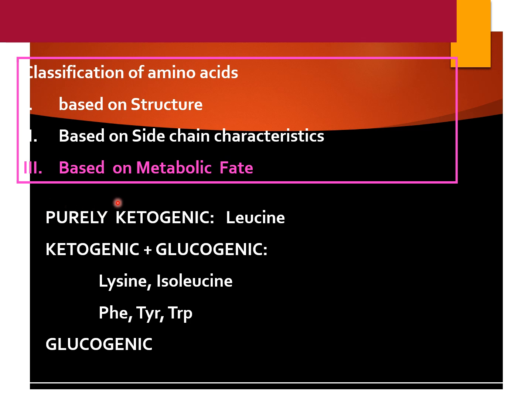Then classification based on metabolic fate means the classification has been done on the basis of their metabolic end product. Whether they produce glucogenic precursors or ketogenic precursors. On that basis, the amino acids have been classified. So you can see it here.